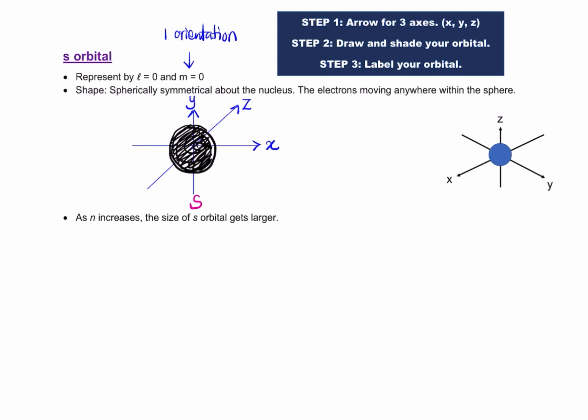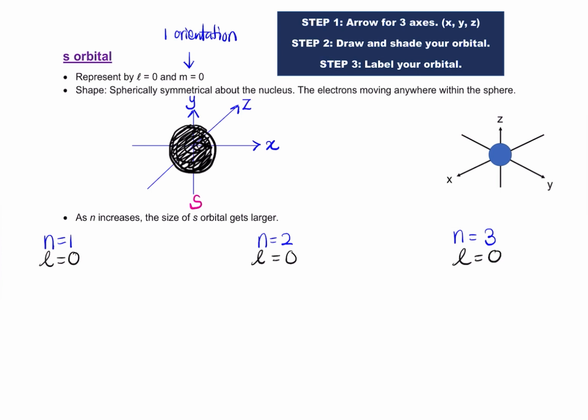Next, if I have a different value for N, the size of my orbital will get larger as N increases. So I'm going to draw the difference between 3 energy levels: N equals 1, N equals 2, and N equals 3. As you see here, we have different values for N, the principal quantum number. But I'm going to keep the L value equal to 0, so that I can show you the difference in size of the same orbital. Let's try to draw each of them.